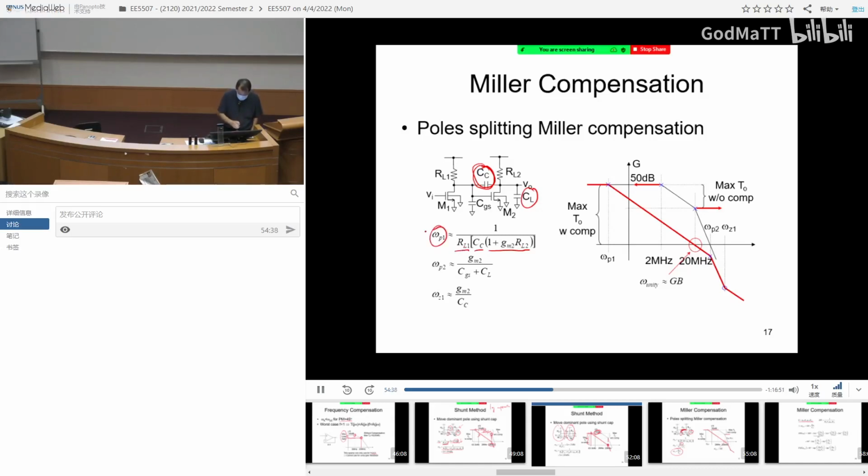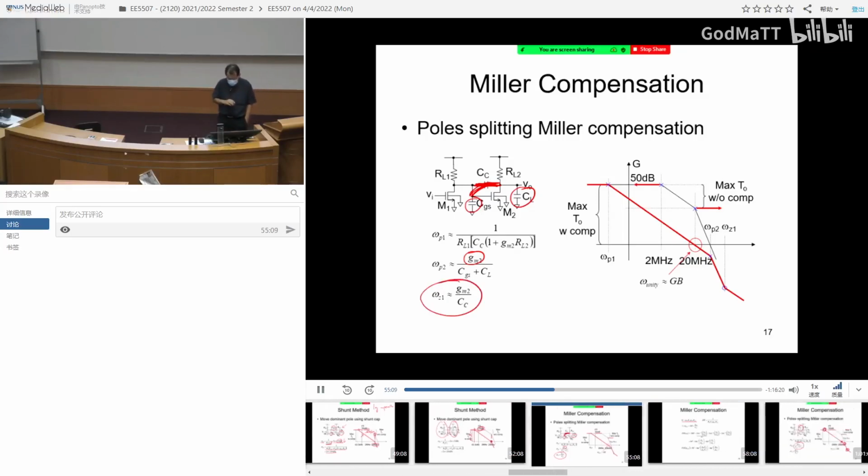And then your non-dominant pole, we covered that last week. You can consider short circuit. If you short circuit, now you have this capacitor and this capacitor add together, and then you have this diode connected transistor, which is 1 over GM2. That becomes your second non-dominant pole. Now, of course, due to this feedback, you have this additional right half plane zero. This right half plane zero will introduce phase shift, and it happens at this frequency, GM2 over CC.